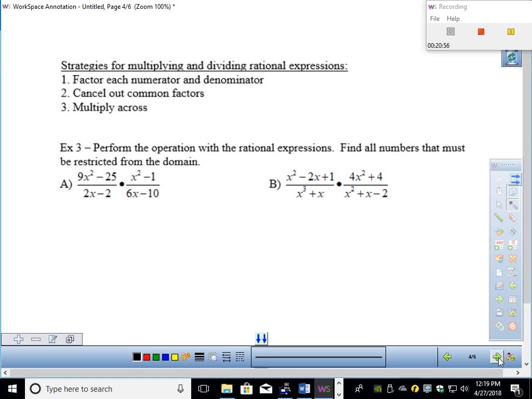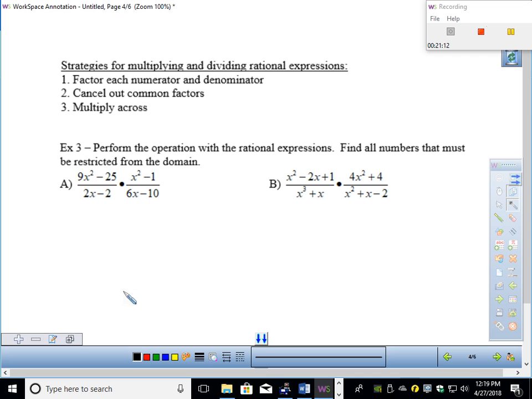So number one, again, all comes down to factoring. Factor, factor, factor. So factor each numerator and denominator. Because it's going to be all multiplication straight on through, we can cancel out common factors. And then if you remember from middle school, just at the end of the day, we just multiply numerator straight across and multiply denominator straight across.